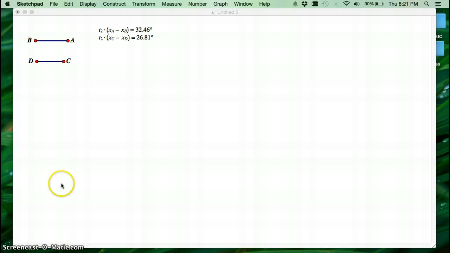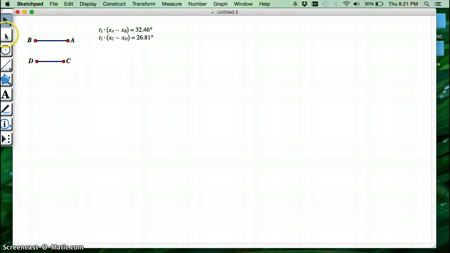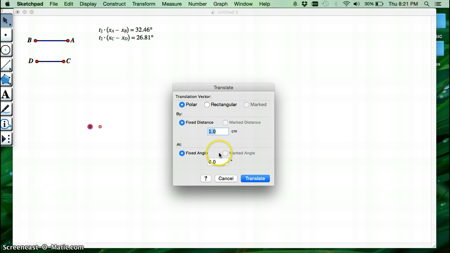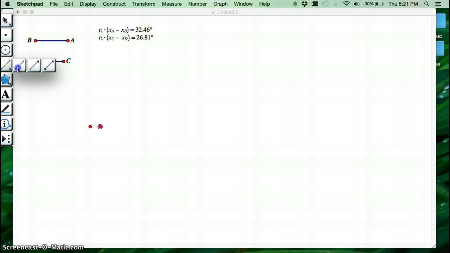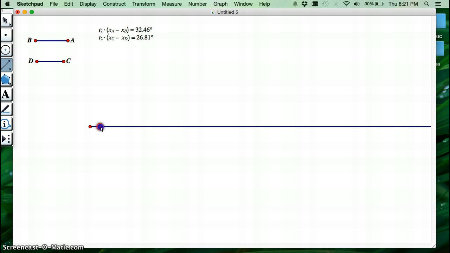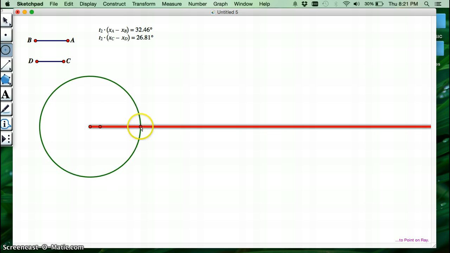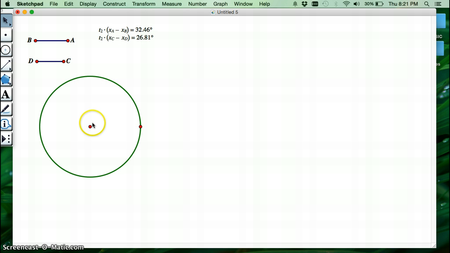Okay, so next we need to create our circle. So we need to drop a point and then translate that point horizontally, and then create our ray. Next, create our circle with the center of that original point, and then leaving the other one on that ray. And then we can hide what we don't need.